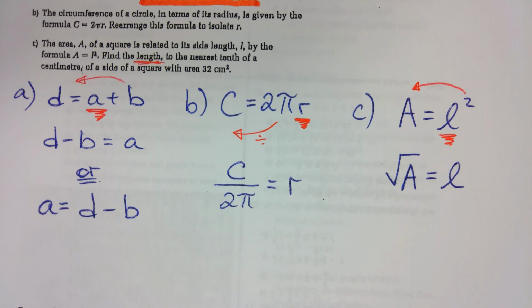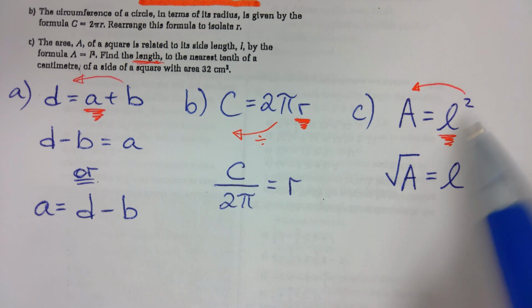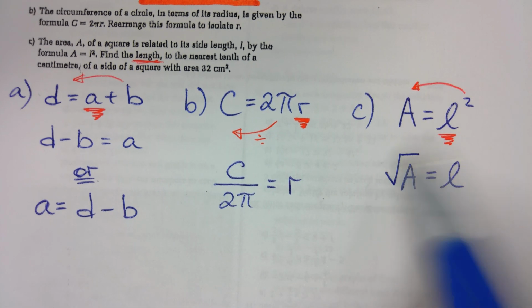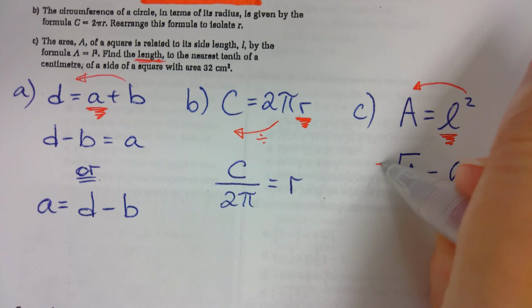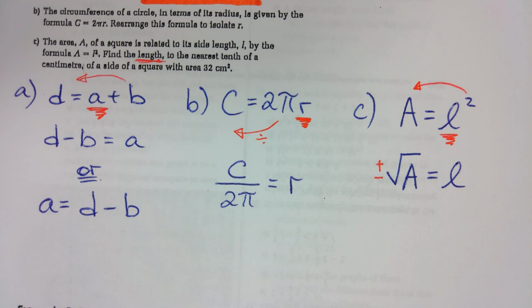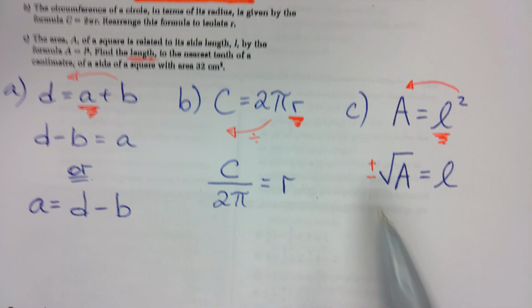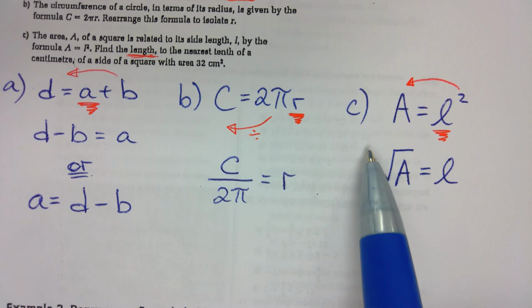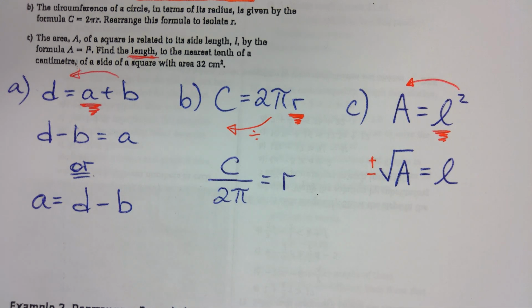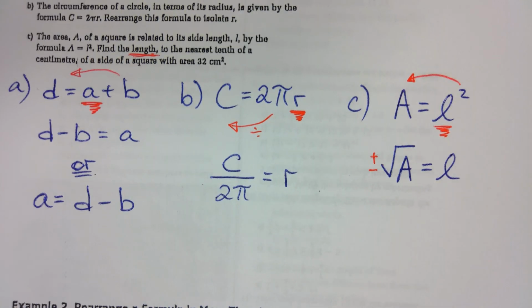in front, because 3 times 3 is 9. But what else? Negative 3 times negative 3 is also 9. So that's why when you undo a square, you actually have a plus or minus in front, because you can have two answers. If you don't write that on the test, that's perfectly fine. Just leave the square root as a square root symbol for grade 9. But I just wanted to let you guys know there's actually technically 2.